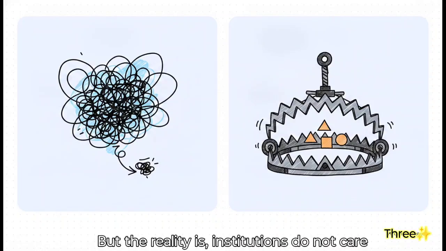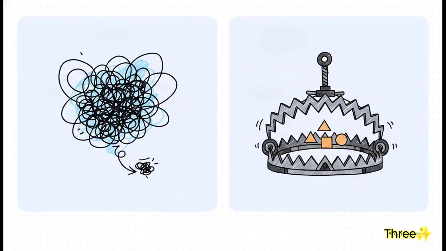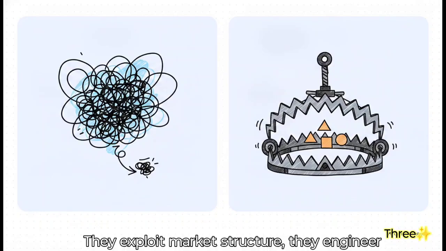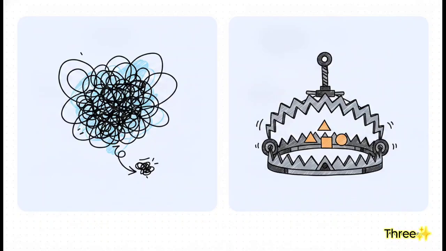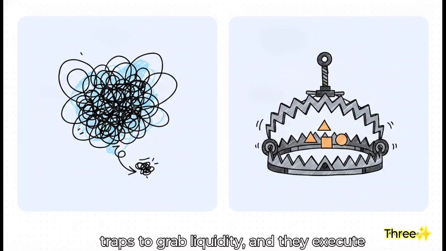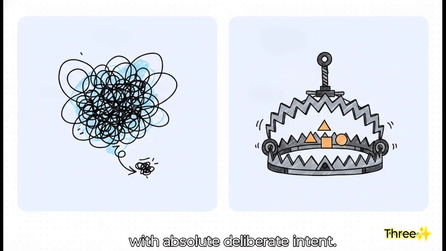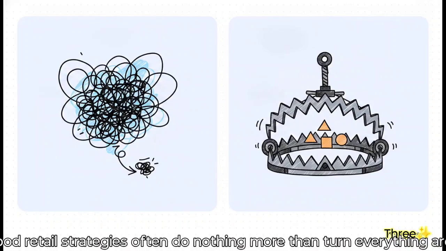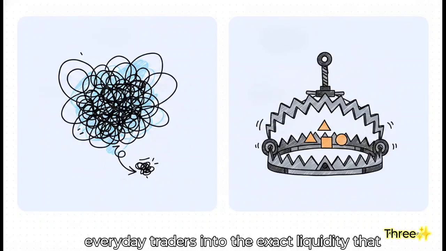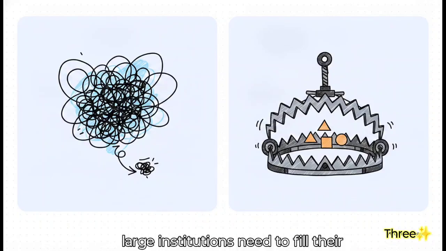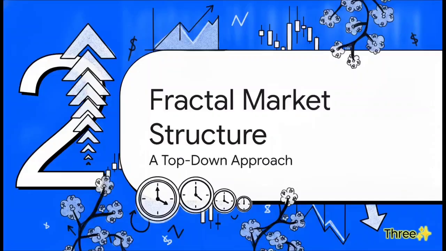But the reality, institutions do not care about your MACD or your RSI. They exploit market structure, they engineer traps to grab liquidity, and they execute with absolute deliberate intent. Standard retail strategies often do nothing more than turn everyday traders into the exact liquidity that large institutions need to fill their massive orders.